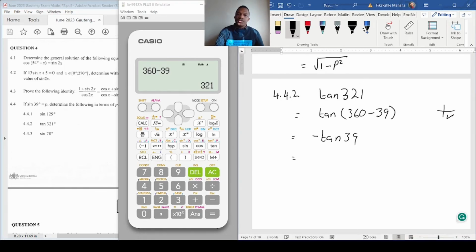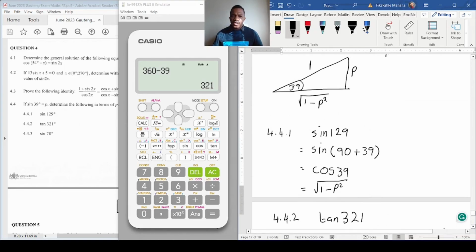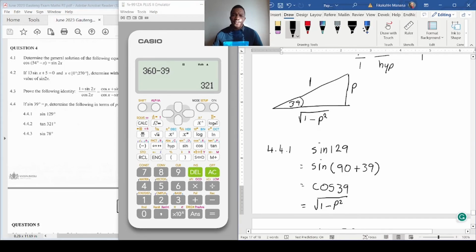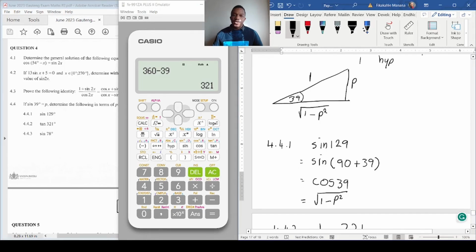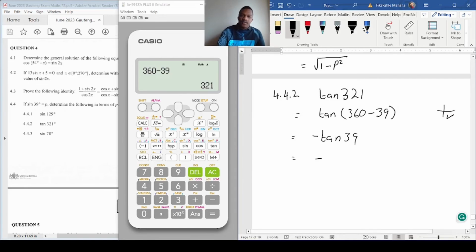Cool. So whatever tan is going to be negative. When you go back to our triangle, remember tan is opposite, the TOA from SOHCAHTOA. It's opposite over adjacent, so it's P over the square root of 1 minus P squared. Cool, that's it. Thank you, calculator. You may leave.